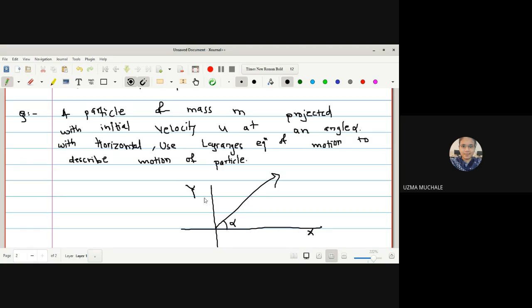A particle of mass m is projected with initial velocity u. Just imagine that you have a cricket ball and you have just thrown it with some initial velocity u. So it is making some angle alpha with the horizontal. Okay, easy example. Everyone understood how it looks physically?